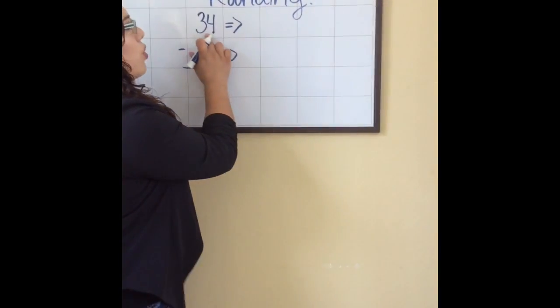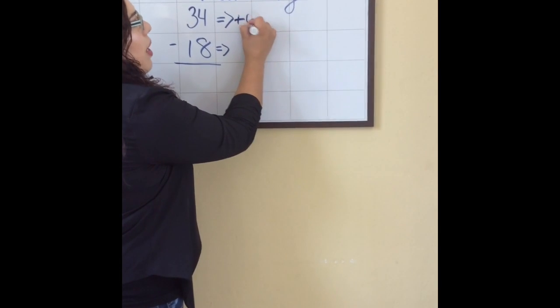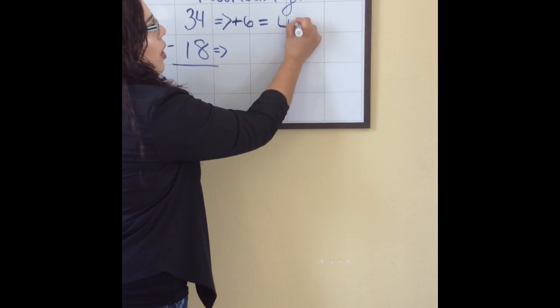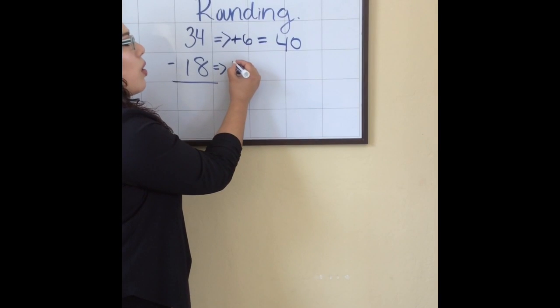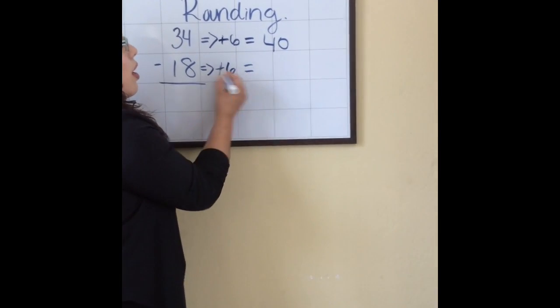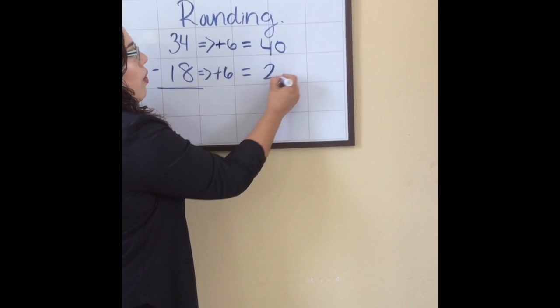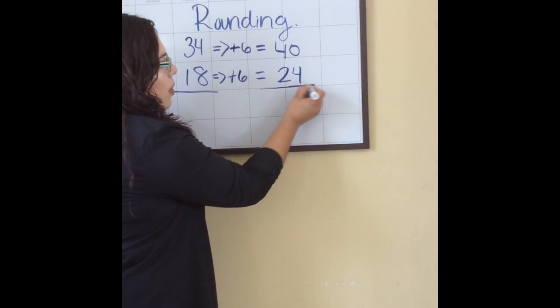So what we need to do to this side is add 6 to make it 40. So we have 40, and what we do to this, we do to that. So we add 6 to this one as well, and then we get 24. And now we're going to subtract it.